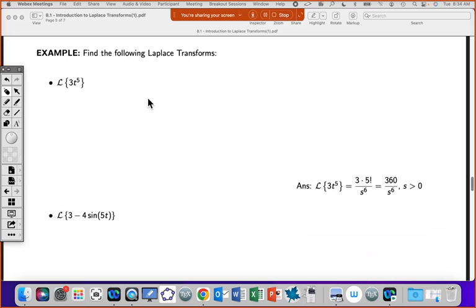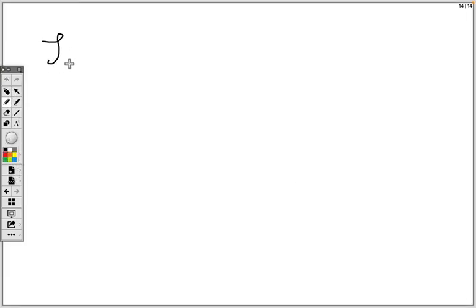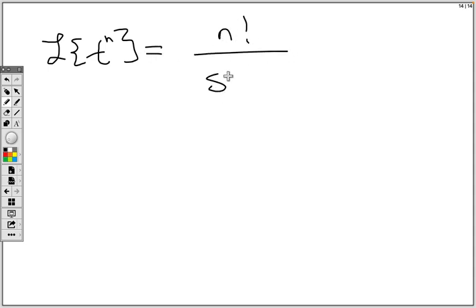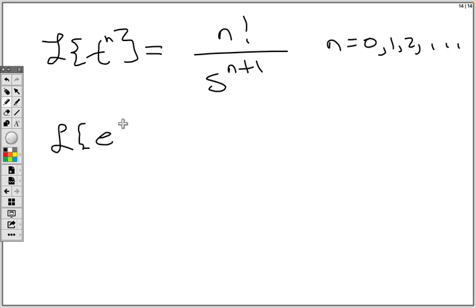Okay, so our next example is using these properties. Let's do some more of these Laplace transforms. Once again, we have the basic formulas now, right? Just to review here, the Laplace transform of t to the n is n factorial over s to the n plus 1, where n is a natural number. We've got the Laplace transform of e to the at, 1 over s minus a.